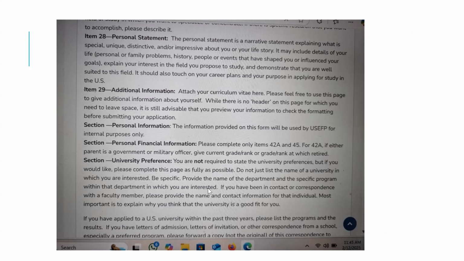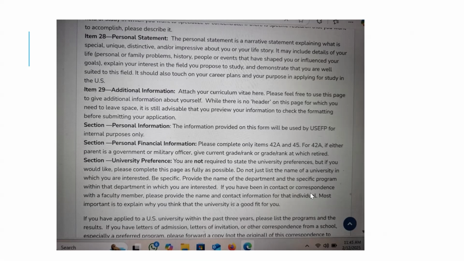So this means that, let's say, if you are interested in applying to University of Chicago and your field is civil engineering, do write it down, for instance, MS in civil engineering, University of Chicago. And if you have a further specific interest like construction management, write that. Okay, so provide the name of the department and the specific program within that department in which you are interested.